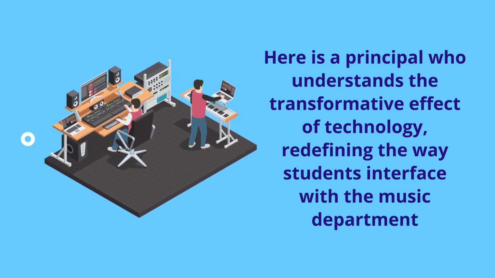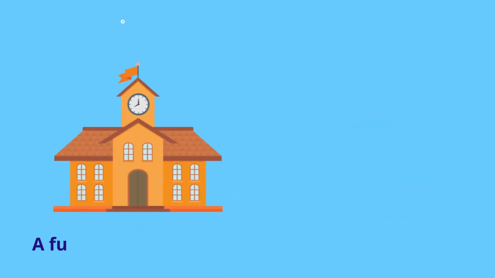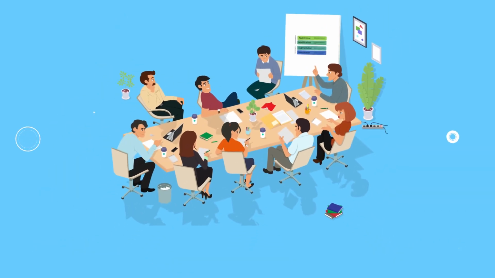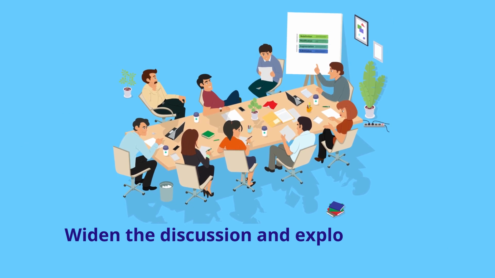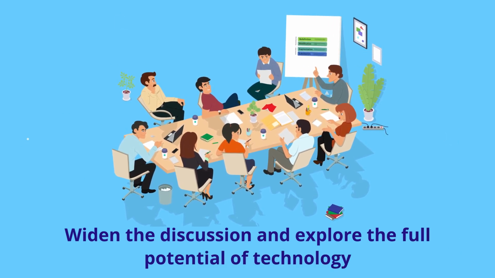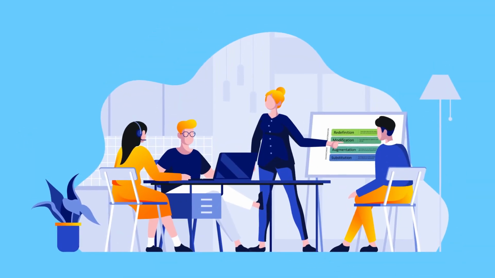Many schools buy and use technology for what they see as a functional improvement to an existing process. The SAMR model helps leaders to widen the discussion and explore the full potential of technology on the learning process, while helping them to identify, measure, and progress teachers and students from enhancement to transformation.